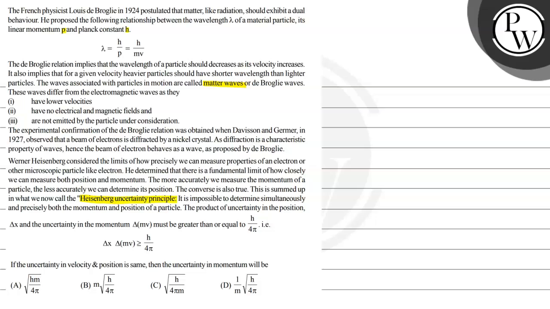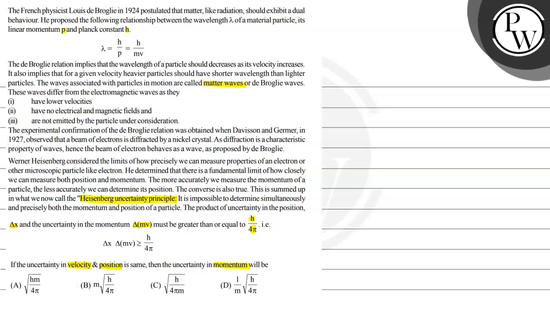That is, it is impossible to determine simultaneously and precisely both the momentum and position of a particle. The product of uncertainty in position delta x and the uncertainty in momentum delta mv must be greater than or equal to h by 4 pi. That is, delta x delta mv should be greater than or equal to h by 4 pi. So, if the uncertainty in velocity and position is same, then the uncertainty in momentum will be, and we have four options.